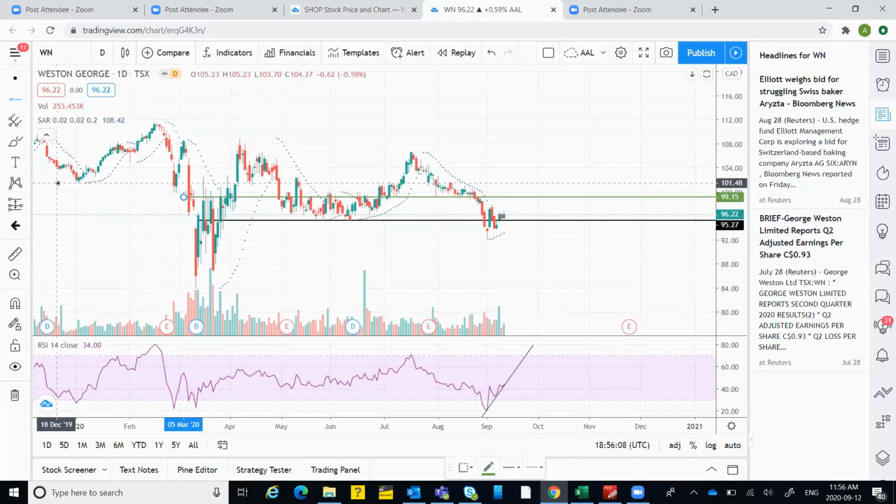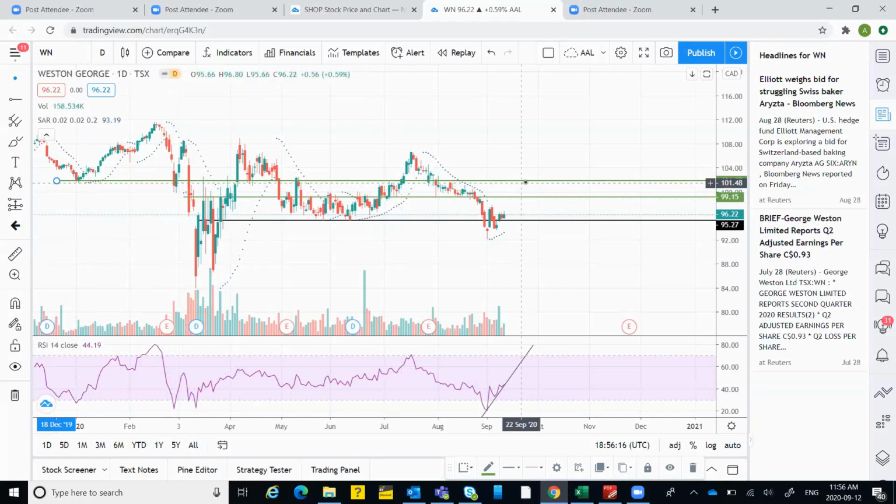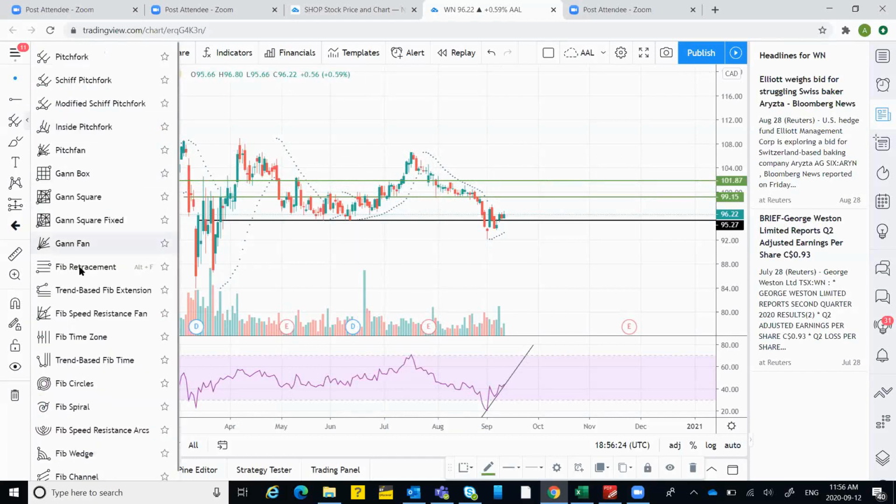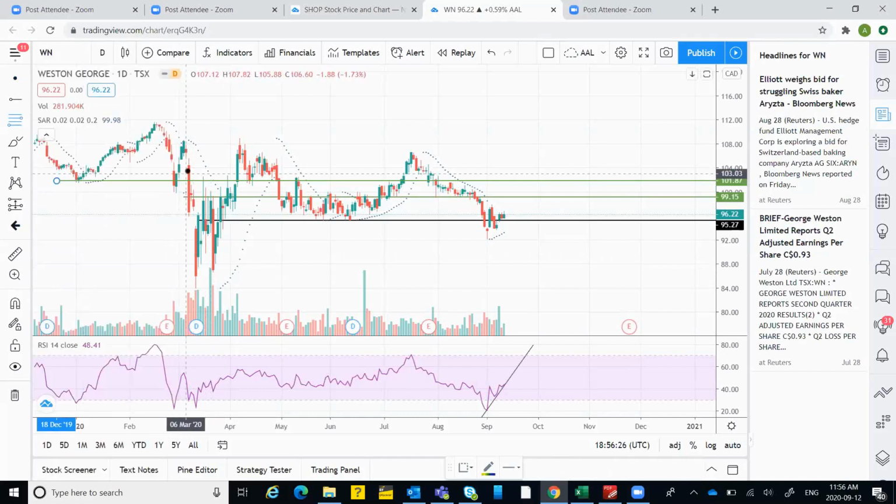Somewhere between 101 and 102, this can be a second target here. It has tested this one time, two times, three, four times here, and then this can be the second. And the ultimate target here would be 106. So let's apply something else. Fibonacci, what does Fibonacci have to say?